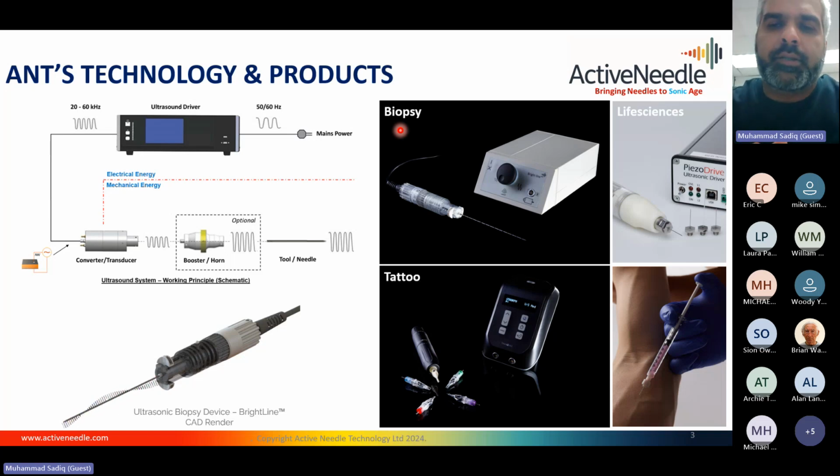Essentially, what Active Needle has is a platform ultrasonic technology that induces microscopic vibrations in needles, and these microscopic, highly rapid vibrations convey a number of important properties to needles, which makes these needles do wonderful things in a variety of applications. For example, it makes biopsy needles more visible under ultrasound imaging, which is very useful for deep tissue biopsy. It reduces pain associated with needle puncture, which makes it very attractive for tattooing. And it also improves drug distribution for intratumoral drug delivery applications.